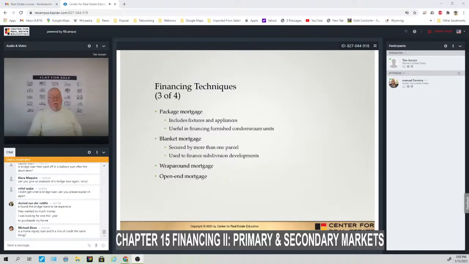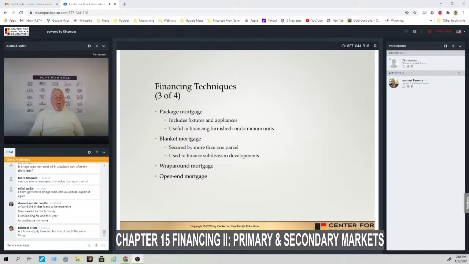So a package mortgage includes fixtures and appliances, all the personal and real property together. It's just that in a package mortgage, the buyer must fill out what's called the Bulk Sales Transfer Act paperwork, which separates the personal and real estate values into component parts so that when it comes time for taxation or anything, they have the cost of the real estate in one situation and the cost of the personal property in another, so they know the difference. That would be an example of a package mortgage.